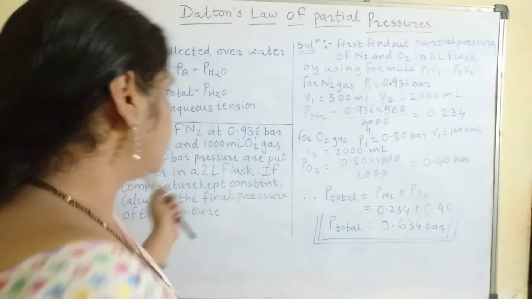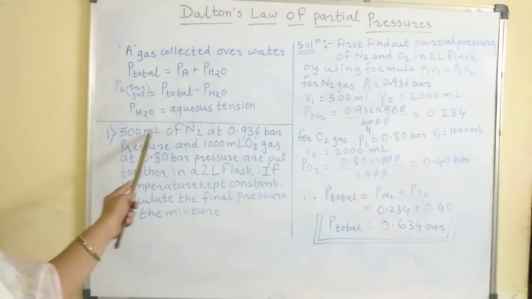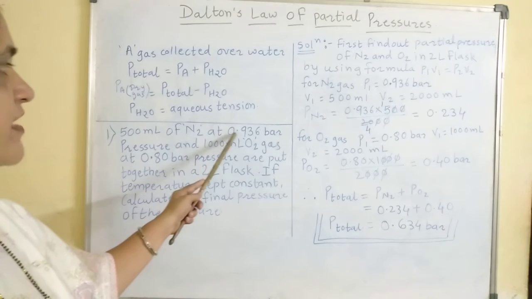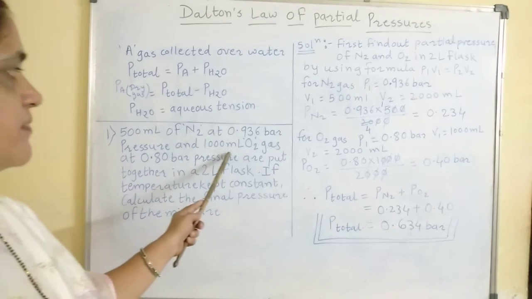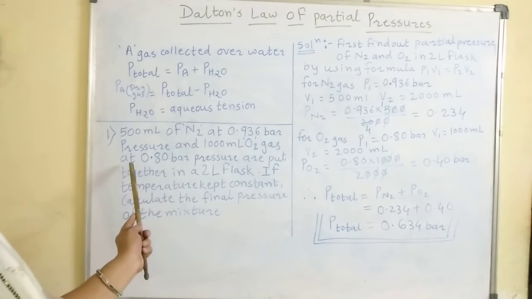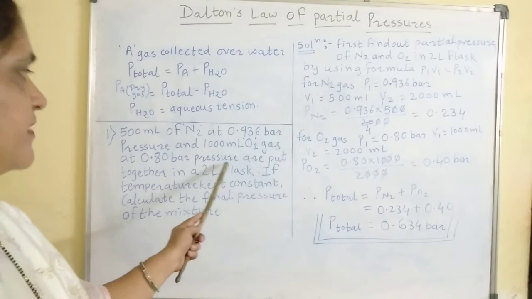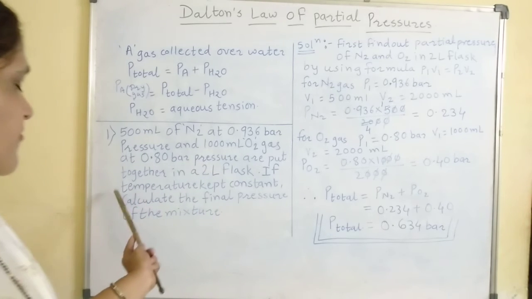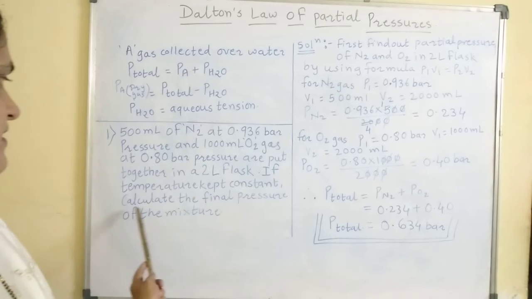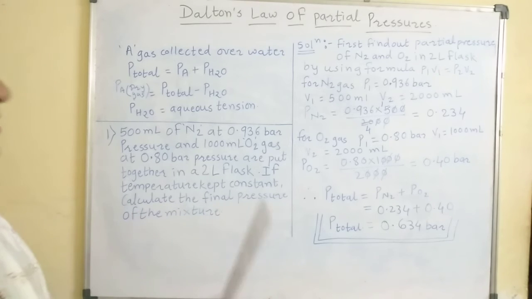So this is the first numerical. 500 ml of nitrogen at 0.936 bar pressure and 1000 ml of O2 gas at 0.80 bar pressure are put together in a 2 liter flask. If the temperature is kept constant, calculate the final pressure of the mixture.